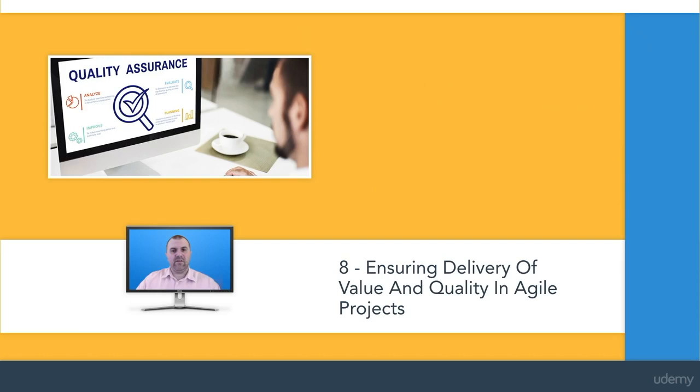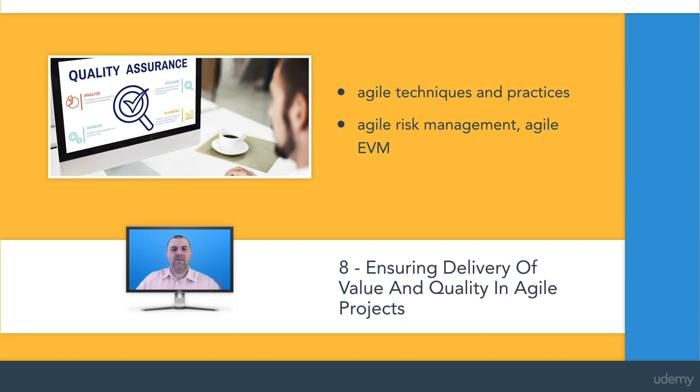And section 8, and the last one, will teach you about ensuring delivery of value and quality in agile projects. This course covers agile techniques and practices that deal with achieving product value and quality, beginning with agile documentation practices and key points to understand about contract types that are most suitable to the agile environment. It proceeds with an overview of agile risk management and the basics of agile earned value management.